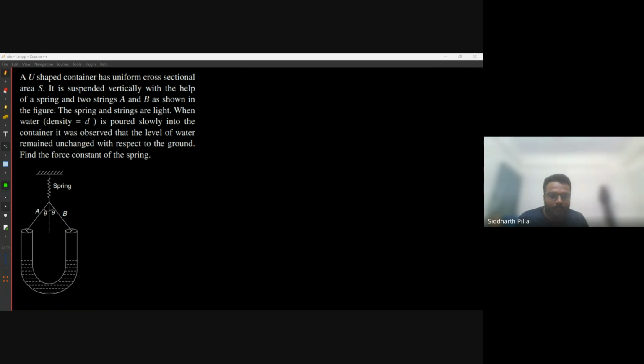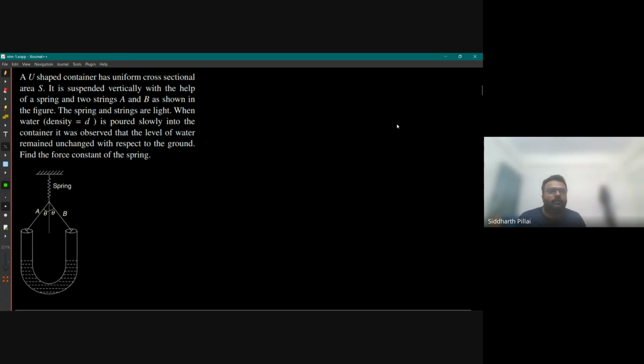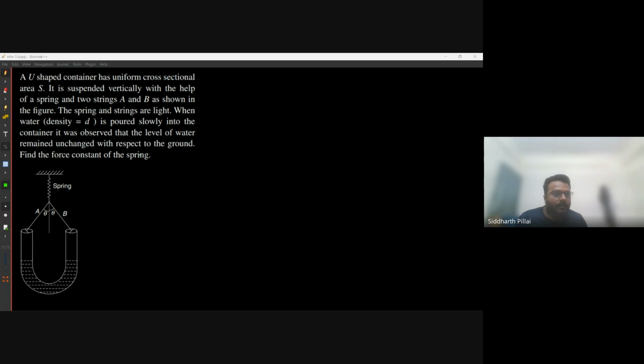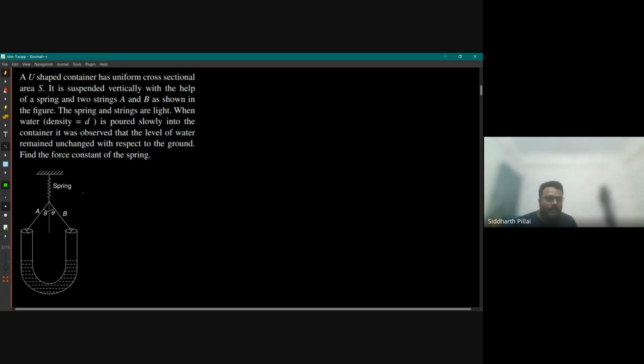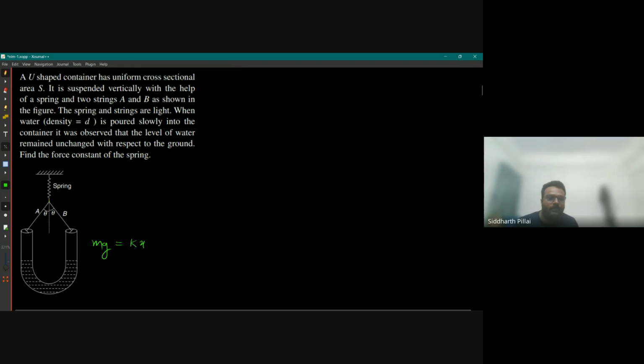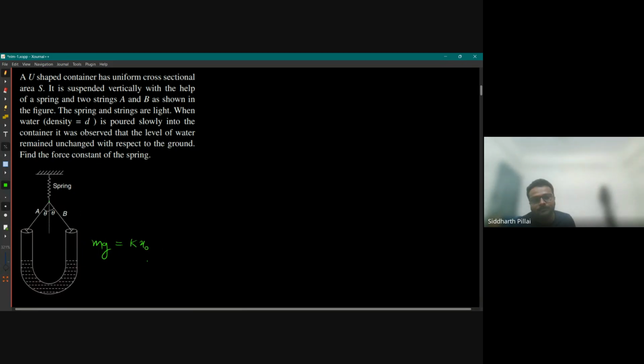Okay, so let's see. All of you can see the screen, right? So initially, this is at equilibrium, right? Let's say the whole setup has some mass m. So you have downward force mg acting at this point, which is balanced by some equilibrium extension, let it be x naught. Now you're pouring water of density d into this U tube. How much water are you pouring? Let's say you're pouring some level x you are adding to it.